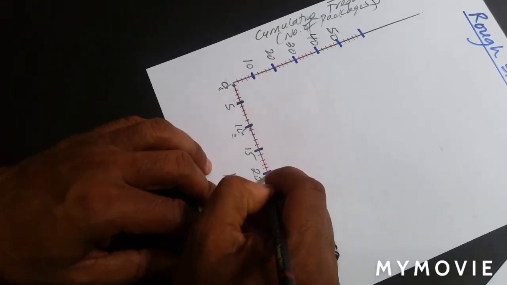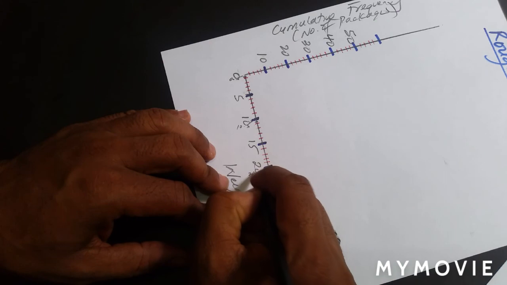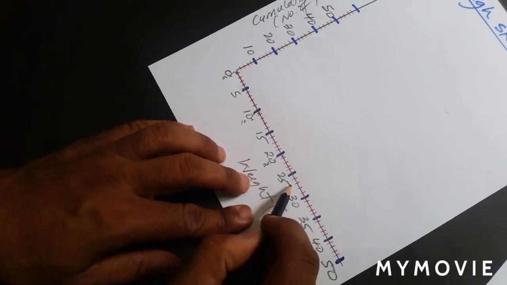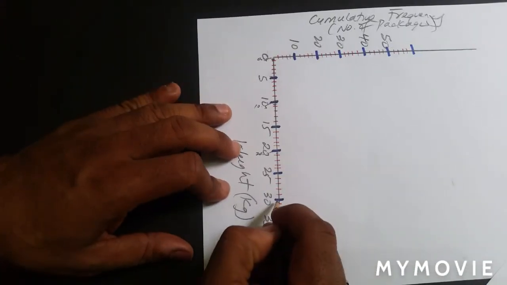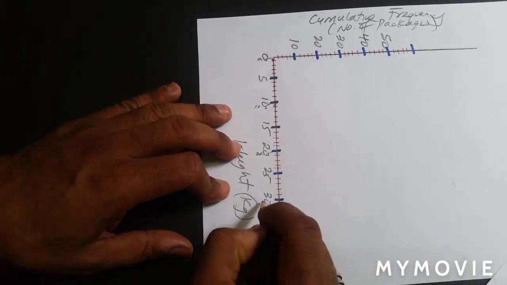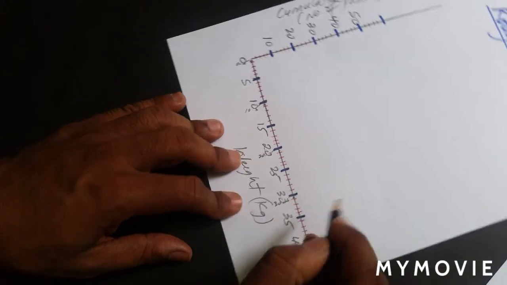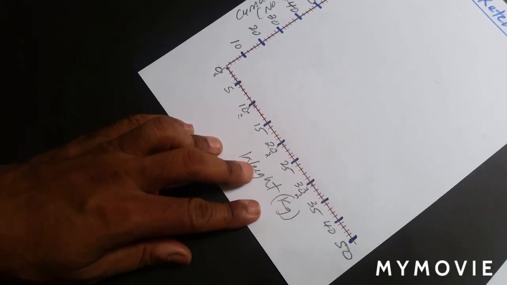20.5 is the next one. That will be between 20 and 21. So that's 20.5. And the next one is 30.5. That would be between 30 and 31. So it would be here. That would be 30.5. You have to find these things accurately on your graph sheet.